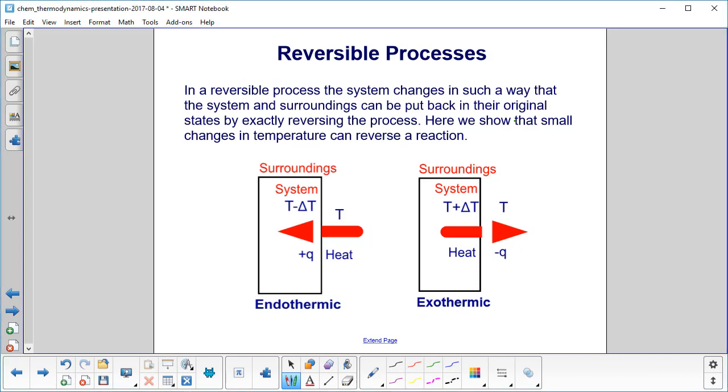In a reversible process, the system will change in such a way that the system and the surroundings can be put back into their original states by exactly reversing the process. So here we have an endothermic reaction where we have heat going this way. If we reverse it so the heat goes this way, that will be exothermic. This is reversible. Now we're not talking about all kinds of heat really quick and immediate, it's small changes in temperature, and that will be able to reverse our reaction.